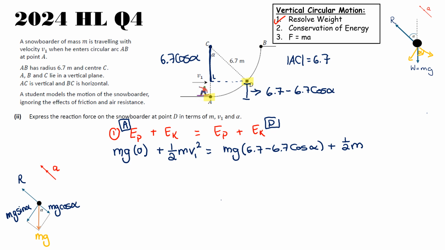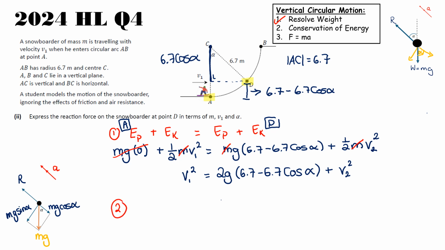We want this in terms of our velocity, v1, but it doesn't mention anything about the velocity here, so I'm just going to use this as v2, so our velocity, and that's squared. So we can get rid of this. Everything else has an m, and we can get rid of the half as well. So we get v1 squared is equal to 2g times 6.7 minus 6.7 cos alpha plus v2 squared. So v2 is at D. So not a lot I can do with that at the moment. So we go to the second equation. So that's my conservation of energy.